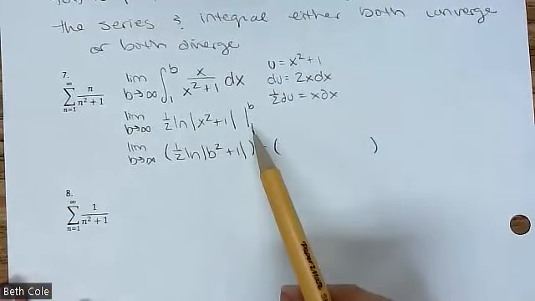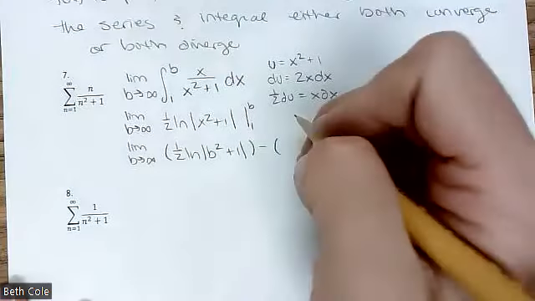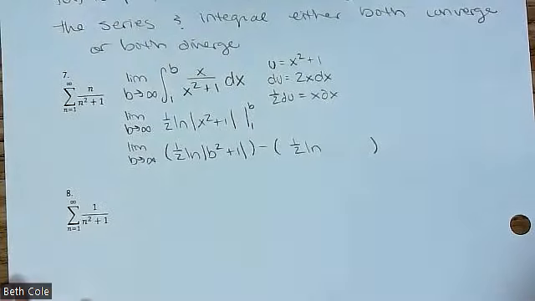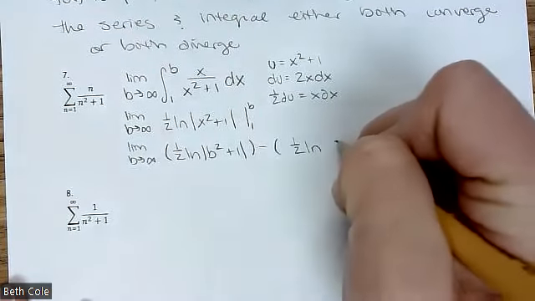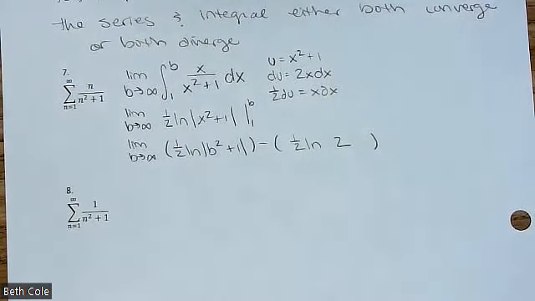And then if you plug in one, that would be 1/2 ln of two. Once it's a number, you can drop the absolute value. If it's a variable, you should keep it in there. Once it's a number, you can drop that. And then like the very last step to the whole thing is you're going to evaluate the limit.